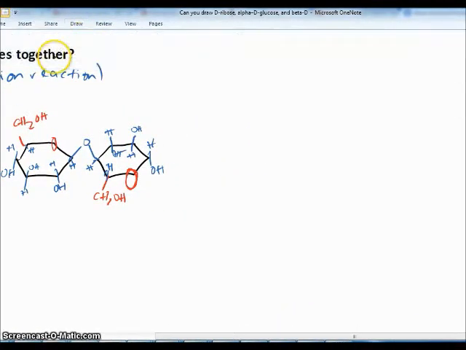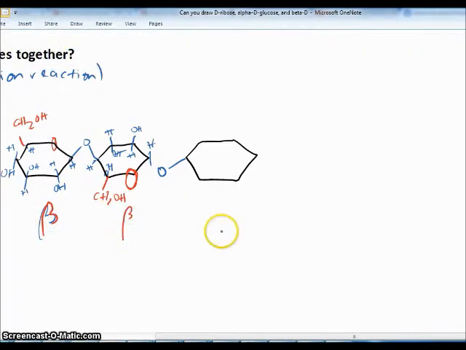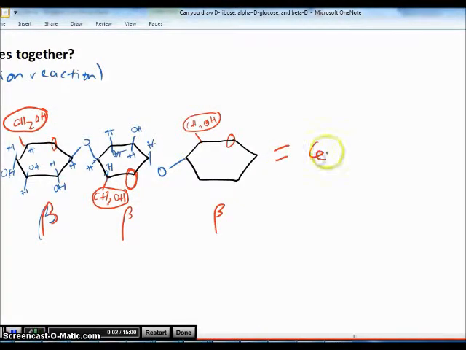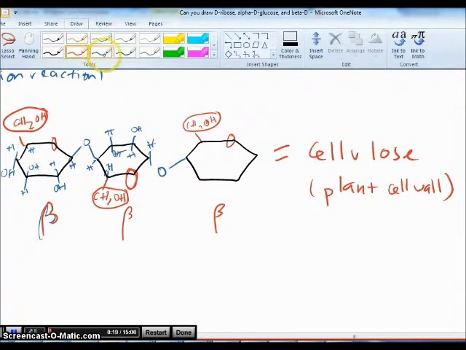I could have a third beta glucose and it would bond the same way, which means that the third one is in the same position as the first one. So I would have a CH2OH group pointing up. So now we have this change where the CH2OH groups are alternating, and it is called cellulose. That's right, cellulose is from the plant cell wall, and we humans cannot eat it.